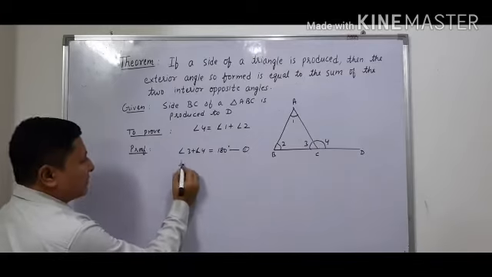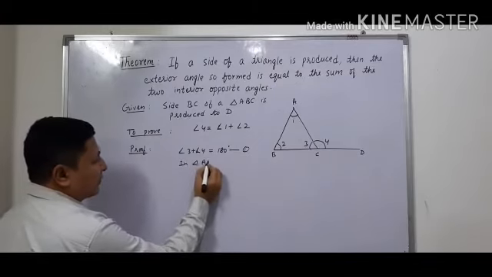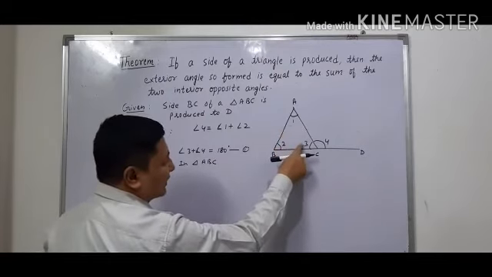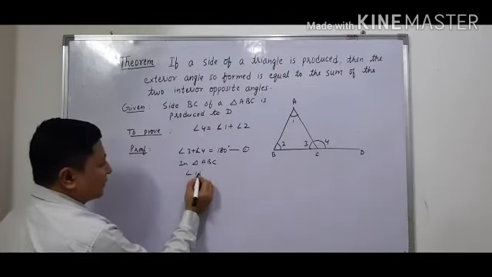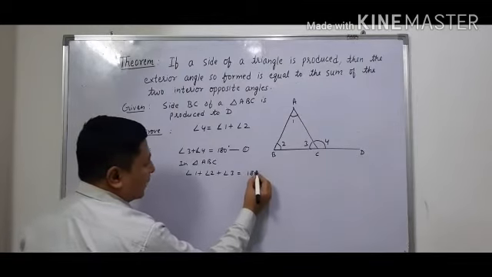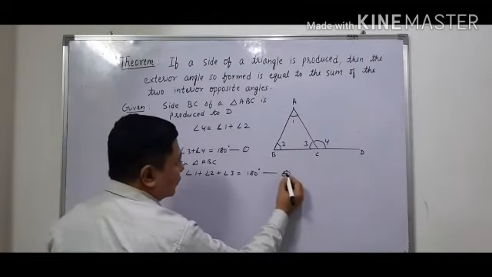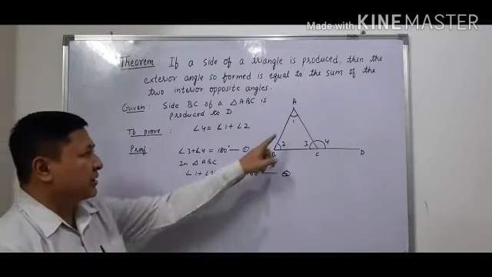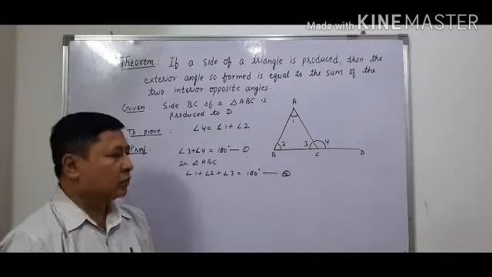Now in triangle ABC, the sum of angle 1, 2 and angle 3: angle 1 plus angle 2 plus angle 3 is equal to 180 degrees. This is equation number 2, and this is because the sum of all the angles of a triangle is 180 degrees.